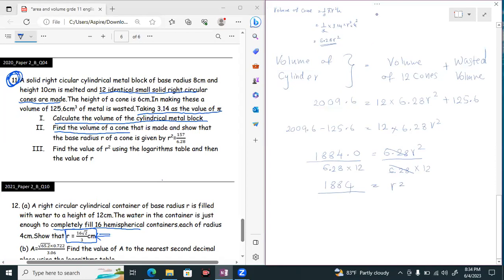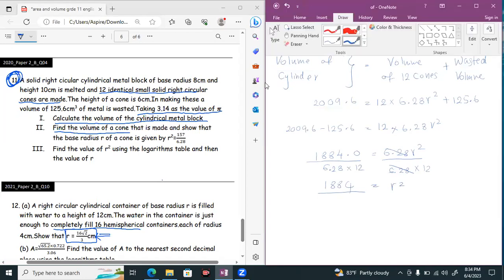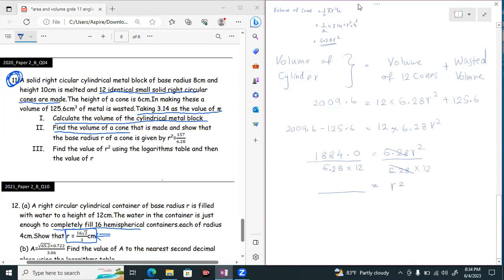You can see that 12 has been removed in the answer that you have to show. That means after dividing this by 12, it should be 157. Let's see. Yes, we obtained the answer as 157 upon 6.28. That is what you have to show.